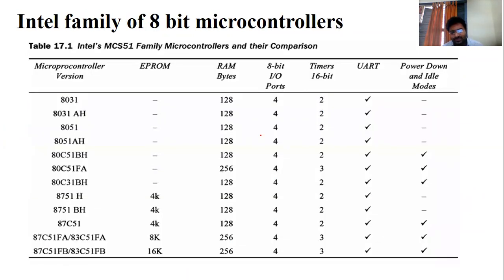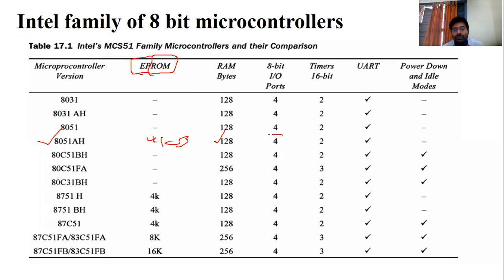Now these are some of the family of microprocessors we are using. It has 4KB ROM, EPROM, electrically programmable read-only memory. Remember, EPROM is electrically programmable read-only memory. You know that read-only memory is not erasable, but using this EPROM, you can rewrite the ROM also. So this ROM is 4KB, and the RAM is 128 bytes. Remember, these are the internal memory, not the external memory.